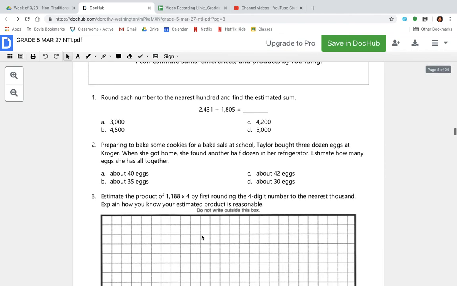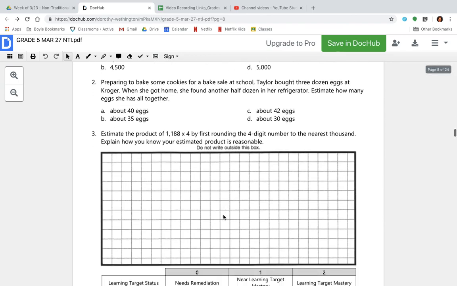About 30 eggs. Number 3. Estimate the product of 1,188 by 4 by first rounding the 4-digit number to the nearest thousand. Explain how you know your estimated product is reasonable.